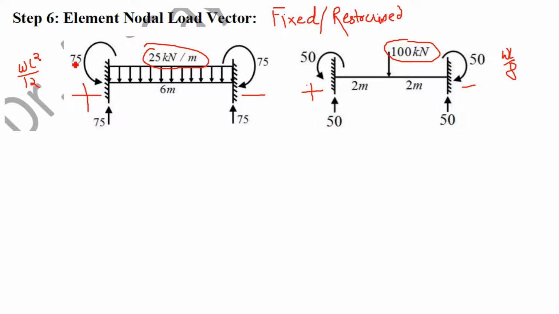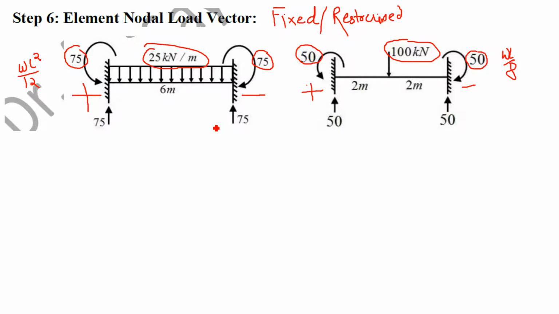So for WL square by 12, the fixed end moment calculation is 25 into 6 square, that is 36, divided by 12, the answer is 75, plus and minus at both ends. And second, WL by 8 calculation: W is equal to 100, L is equal to 4, divided by 8, the answer is 50. Okay, 50 at the left and right ends. So these are the fixed end moments.